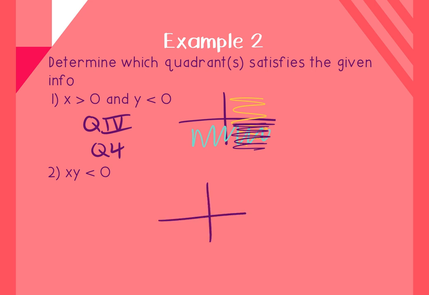So in which quadrants? In the top right, they're both positive, right? In the top left, or quadrant 2, the x is negative, the y is positive. In the third quadrant, they are both negative. And in the fourth quadrant, the x is positive and the y is negative. So the answer to number 2 would be what? 2 and 4. Good. Quadrant 2 and quadrant 4. Questions so far?